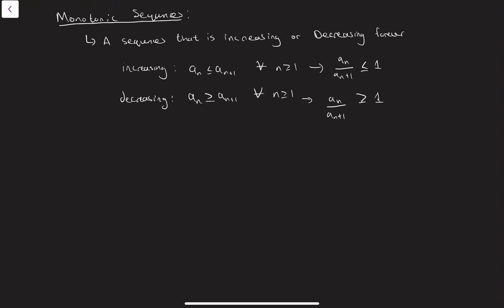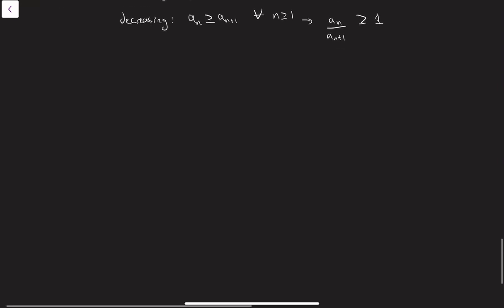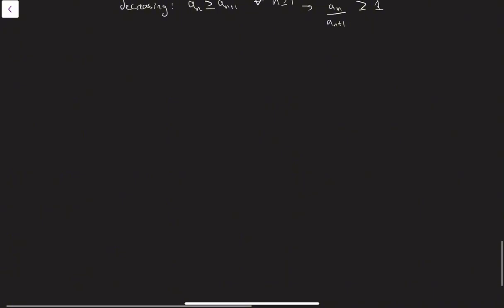Because again, An is going to be bigger than An plus 1. So that's all the monotonic sequences. Great. And another term, a bounded sequence. We kind of touched on bounded sequences above.